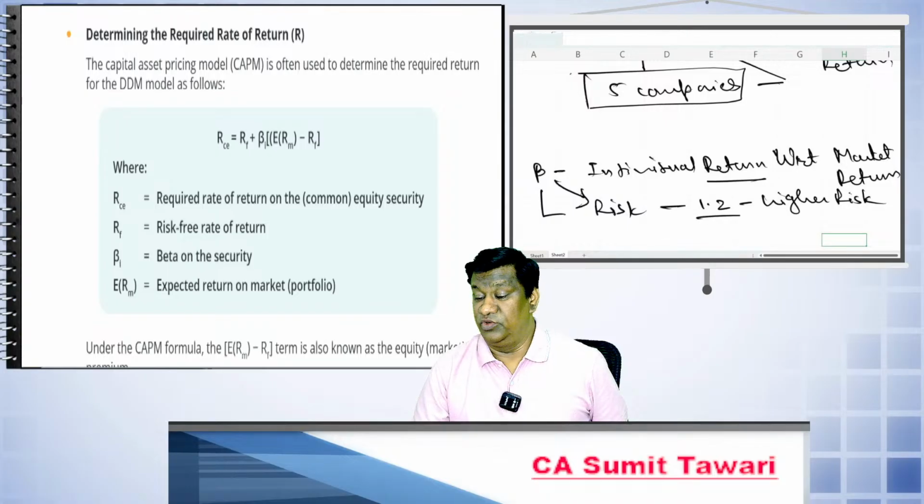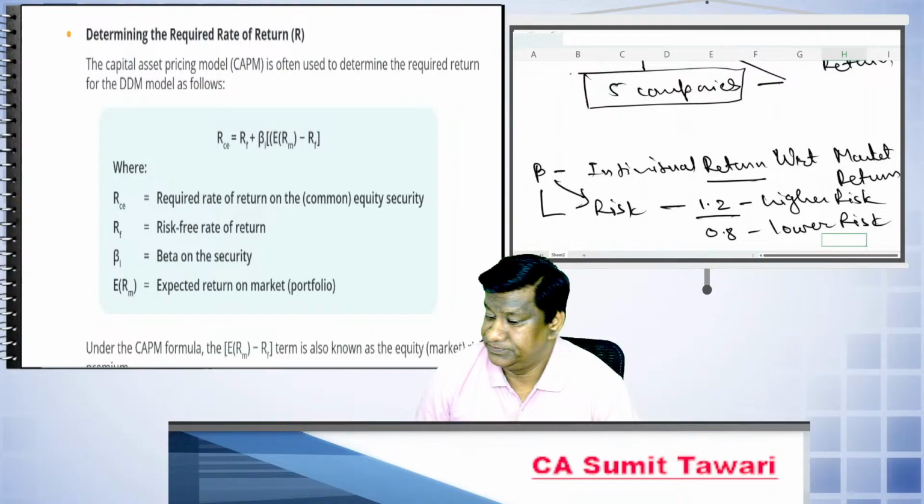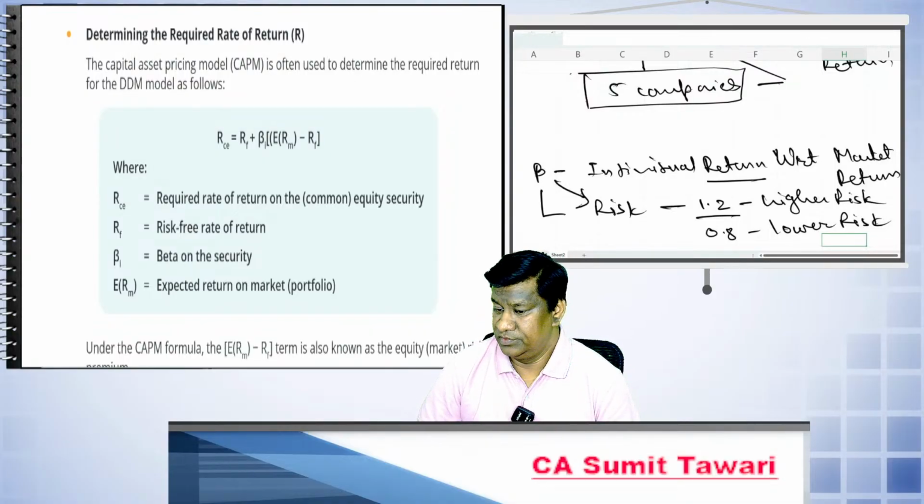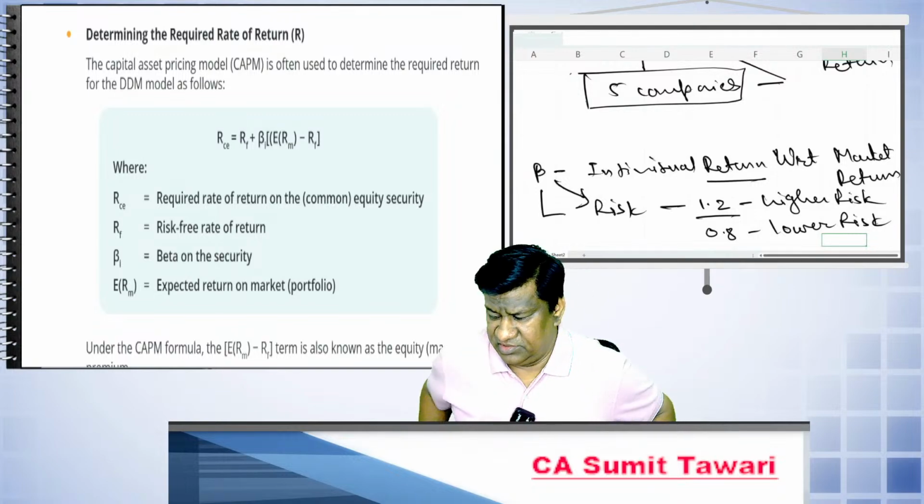That's why your return is slightly higher than market. Okay. And if it is 0.8, then you are considering the lower risk. So anything above 1 is high risk and anything below 1 is lower risk. Right. Okay.